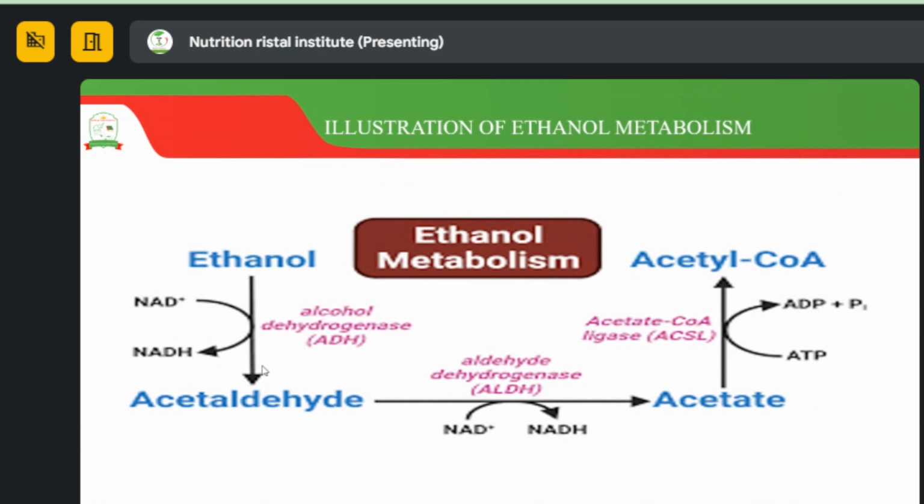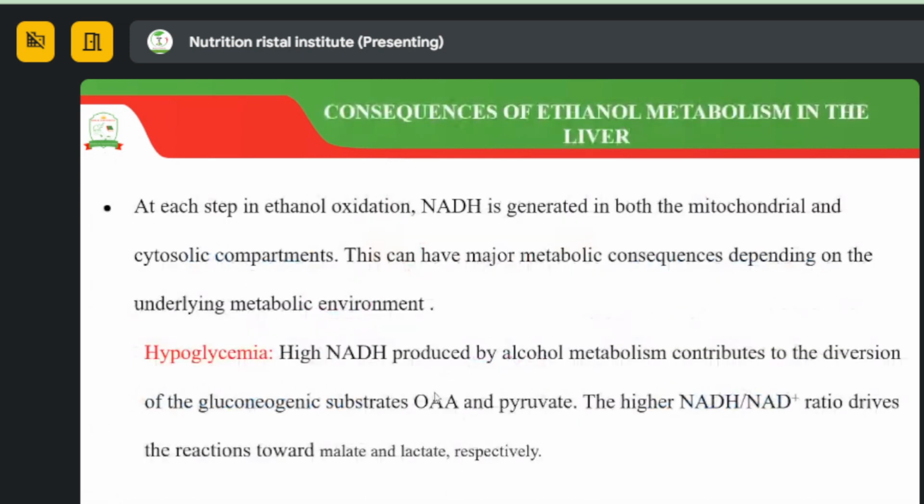What we are seeing here is in the cytosol, and this right down here, from acetaldehyde to acetate, is in the mitochondria. So let's look at this. This can have major metabolic consequences depending on the underlying metabolic environment. So we look at the case of hypoglycemia, where the high reduced NAD produced by alcohol metabolism contributes to diversion of gluconeogenic substrates, the oxaloacetate and the pyruvate.